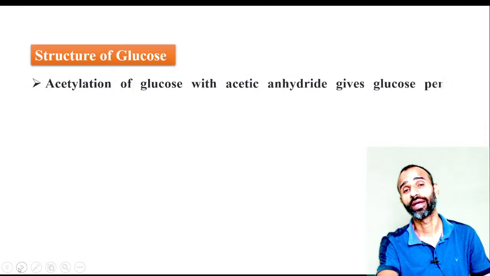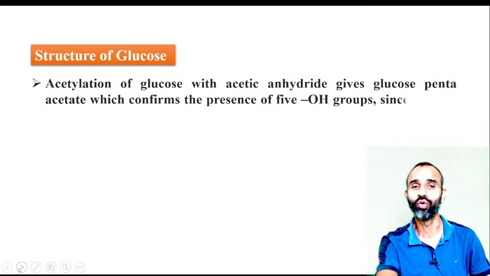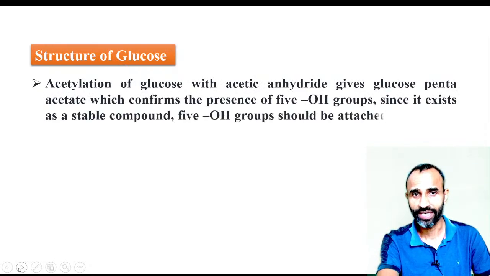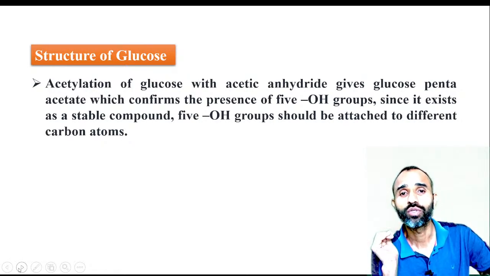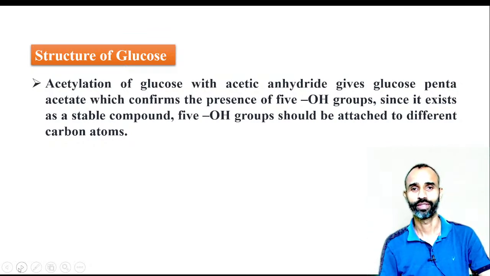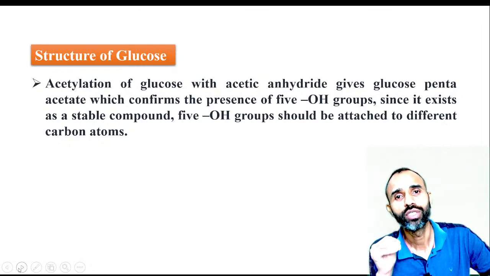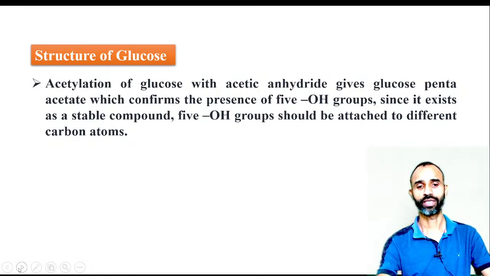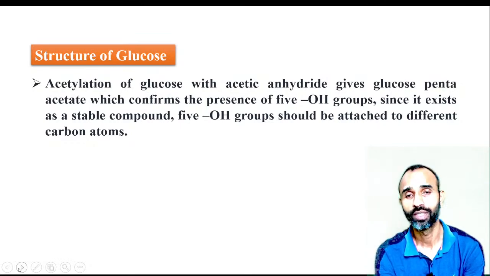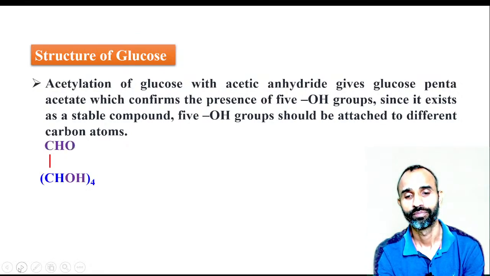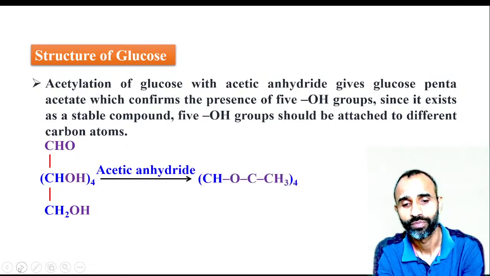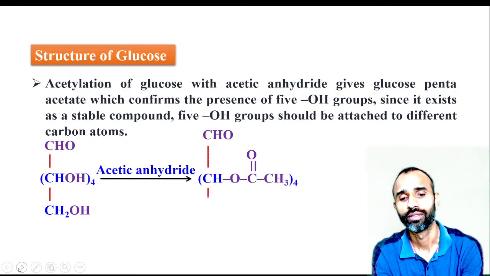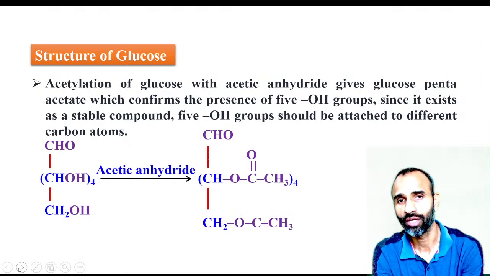And if we do the acetylation of glucose with acetic anhydride, it gives glucose pentaacetate. It indicates it has 5 OH groups. It confirms the presence of 5 OH groups. How many acetic anhydrides are required? 5. Each OH group is replaced by an OCOCH3 group.